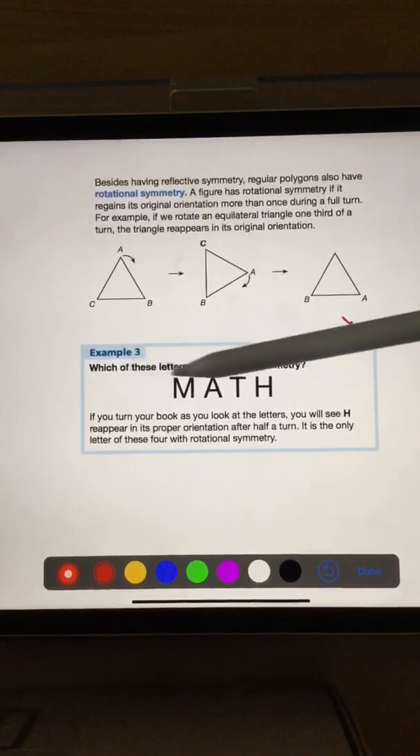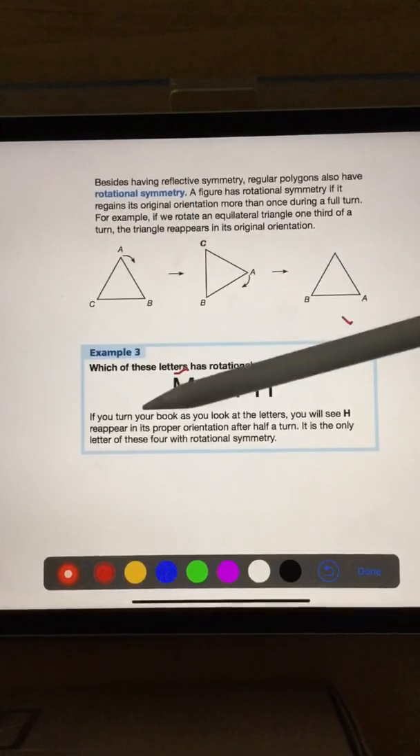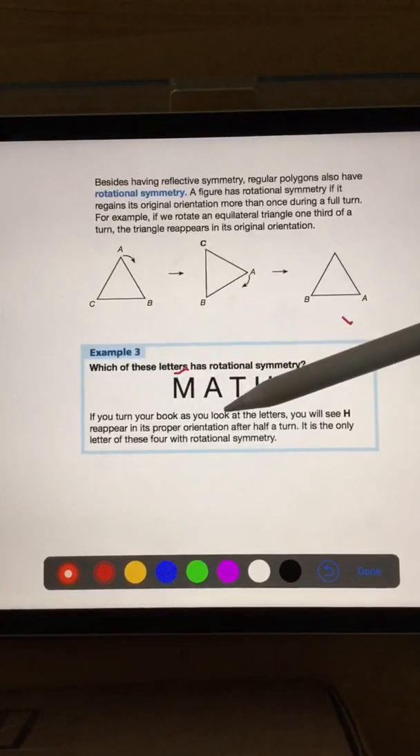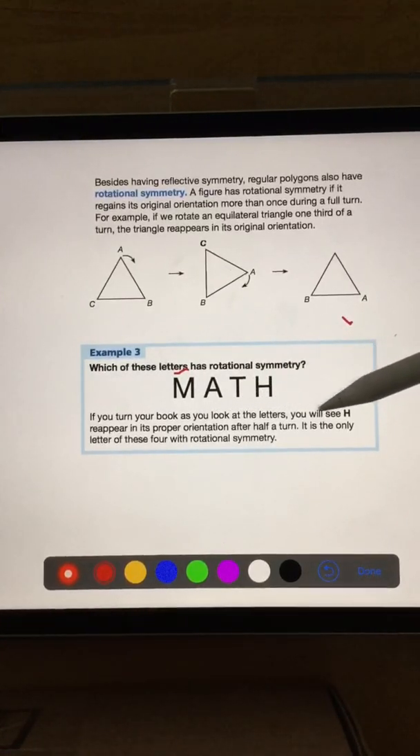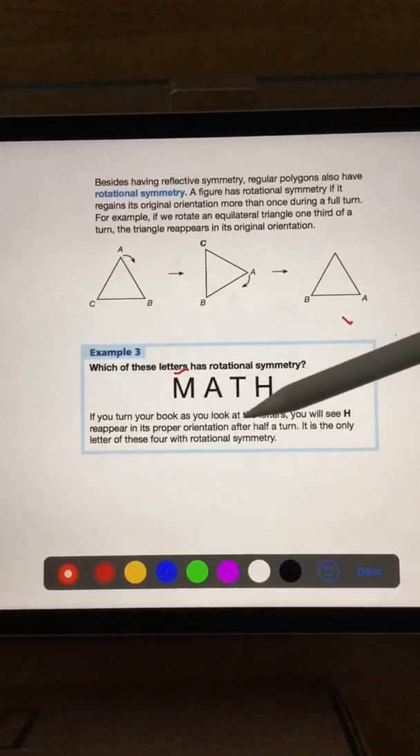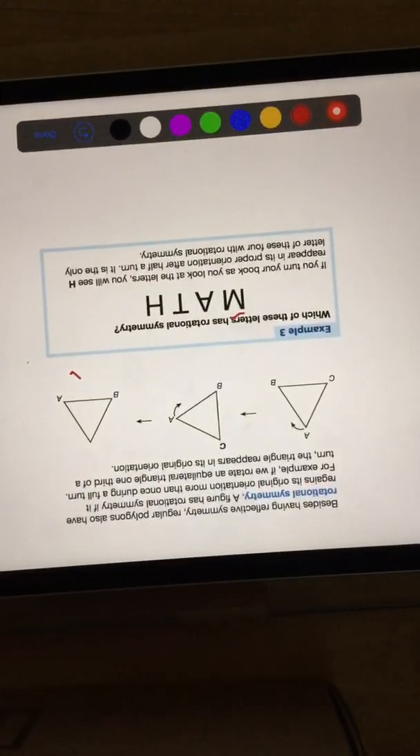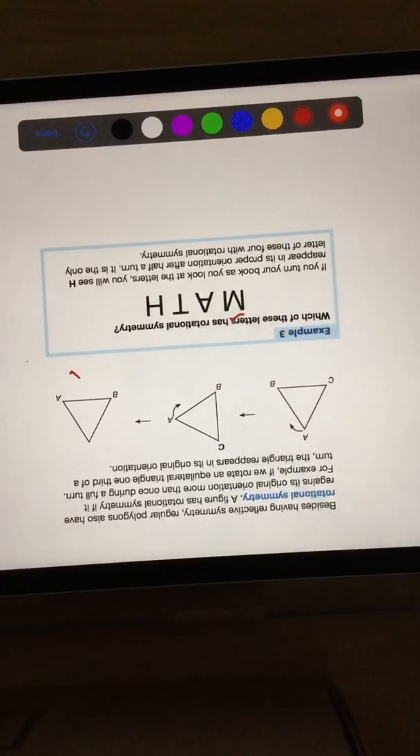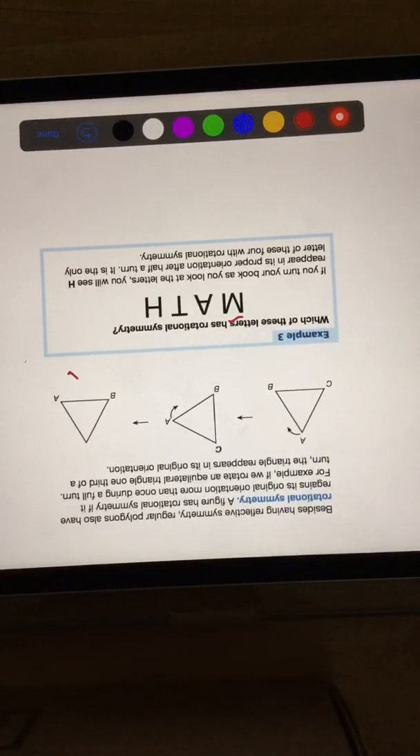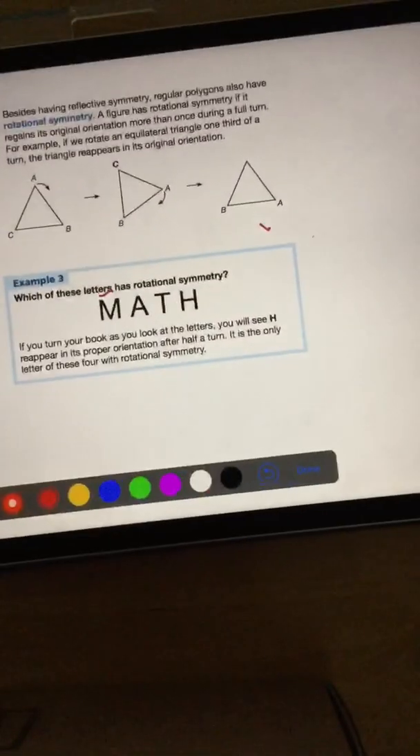All right, now, which of these math letters has rotational symmetry? If you turn your book as you look at the letters, you'll see H will reappear in its proper orientation after half a turn. So, it is the only letter of these 4. So, as you can see, if I turn this half of a turn, it has the same form. It is in the same position. Okay, so rotational symmetry. All right, let's put it back to where it belongs.